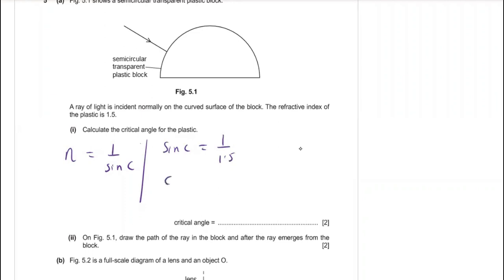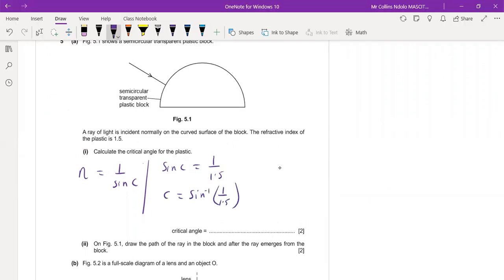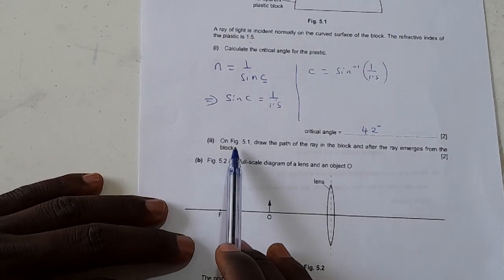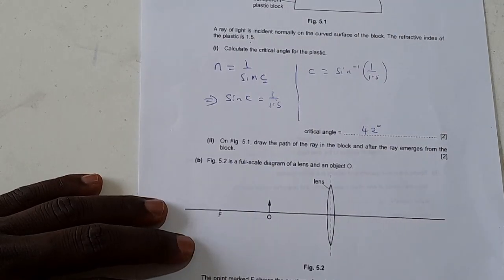So to find C, we will find the sine inverse of 1 over 1.5. That will give us 41.8 degrees. So on the figure 5.1, draw the path of the ray in the block, and after the ray emerges from the glass block.